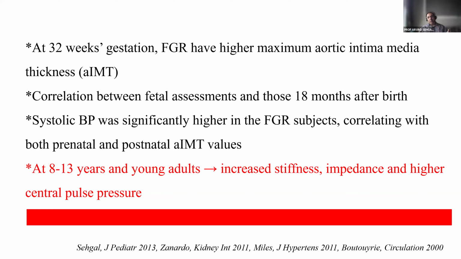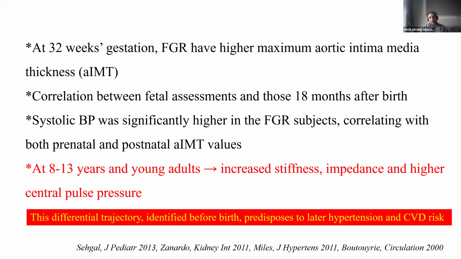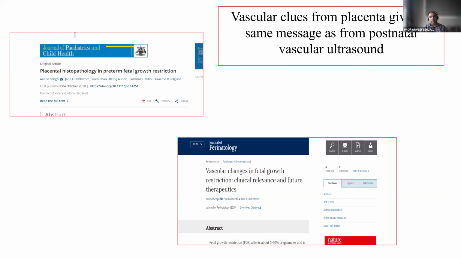And this information can go on to 8 to 13 year cohorts, as well as young adults, where the growth restricted population has increased stiffness, impedance, and higher central pulse pressure. So very early on, you have the ability to differentiate, and that can be identified before birth, the cohort which is predisposed to later hypertension or cardiovascular disease risk.